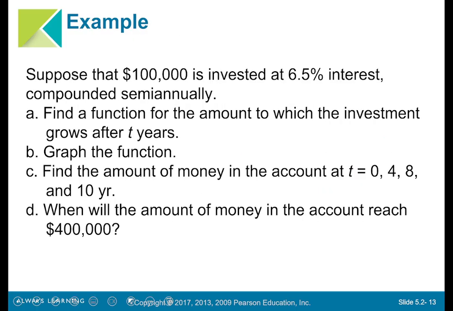So let's see an example. Suppose that $100,000 is invested at 6.5% interest, compounded semi-annually. Find a function for the amount to which the investment grows after t years, graph the function, and then we're going to find the amount of money in the account at t equals 0, 4, 8, and 10 years. And we're also going to answer when will the account reach 400,000.